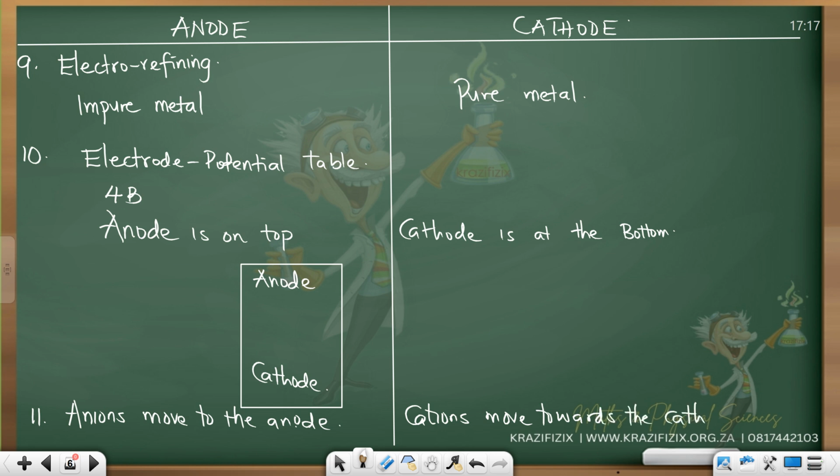All right, so that's 11 ways. I literally have covered everything. I promise you there's nothing they want to ask on how to identify anode and cathode that I haven't looked at.